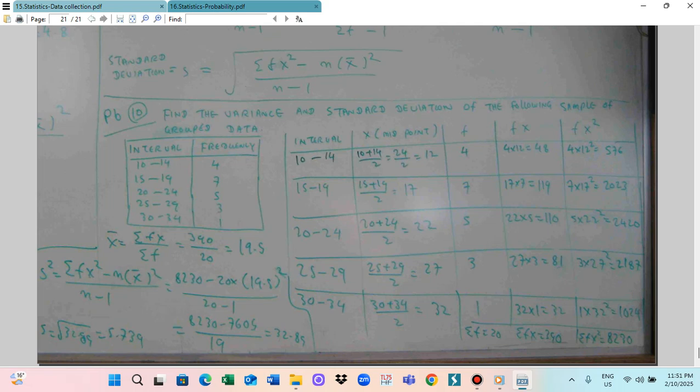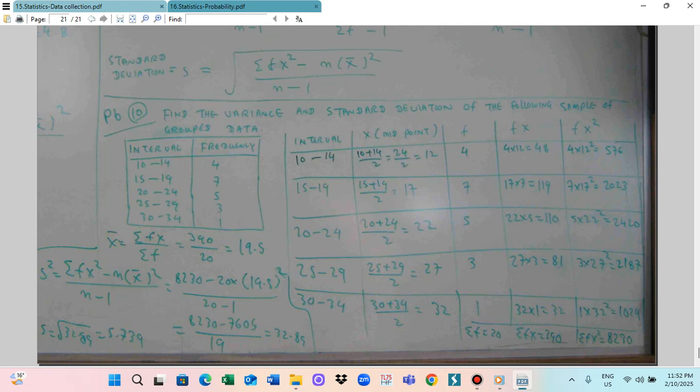And also the 25 to 29. So for 25 to 29, it is 25 plus 29 by 2, so this becomes 27. And the frequency will be 3. So f h is 27 multiplied by 3, which is equal to 81. And the f h square means 3 multiplied by 27 square, so this becomes 2187. So this is the 25 to 29.